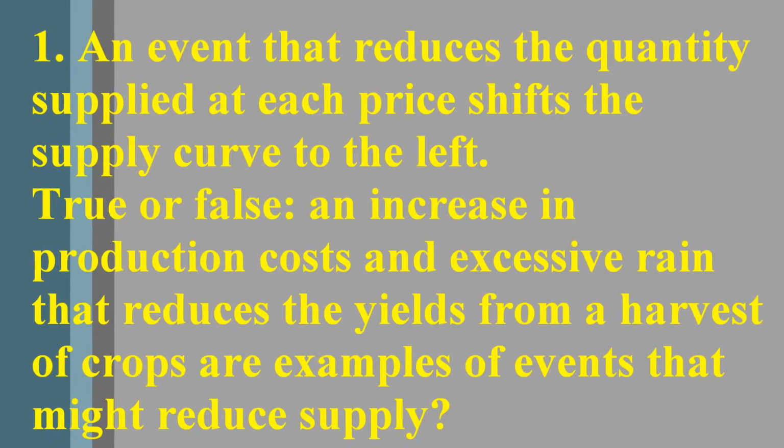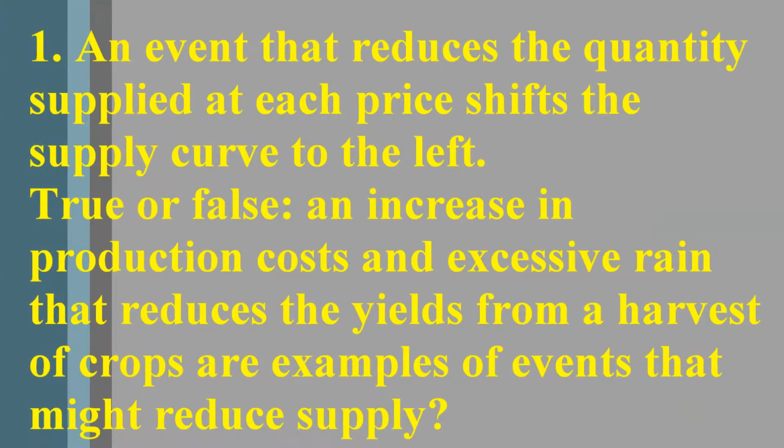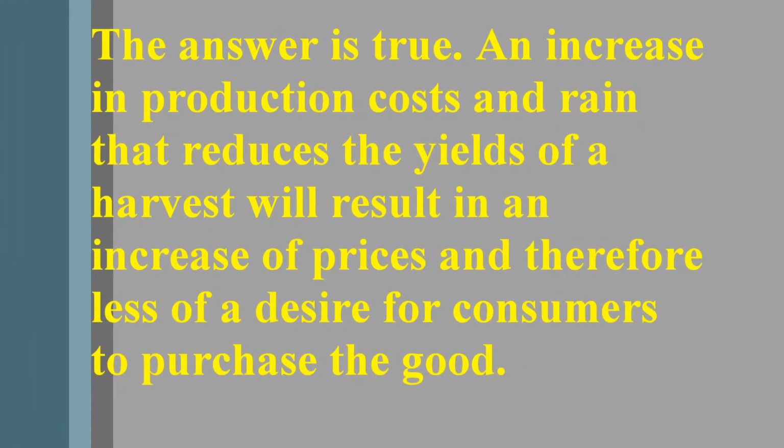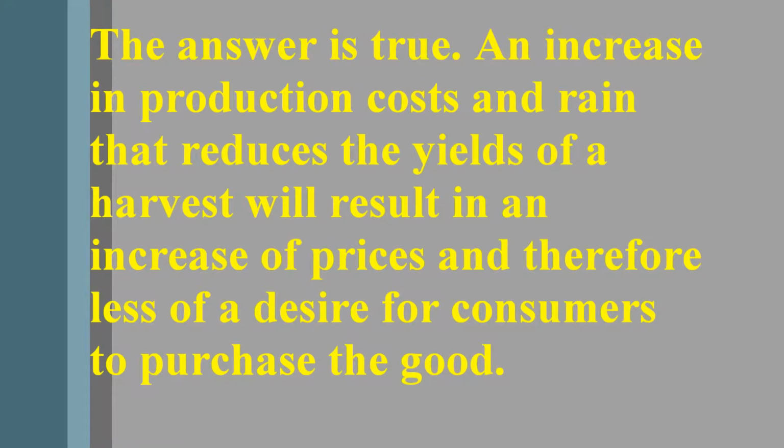Time for a concept test. First question. An event that reduces the quantity supplied at each price shifts the supply curve to the left. So true or false? An increase in production costs and excessive rain that reduces the yields from a harvest of crops are examples of events that might reduce supply. The answer is true. An increase in production costs and rain that reduces the yields of a harvest will result in an increase of prices and therefore less of a desire for consumers to purchase the good.